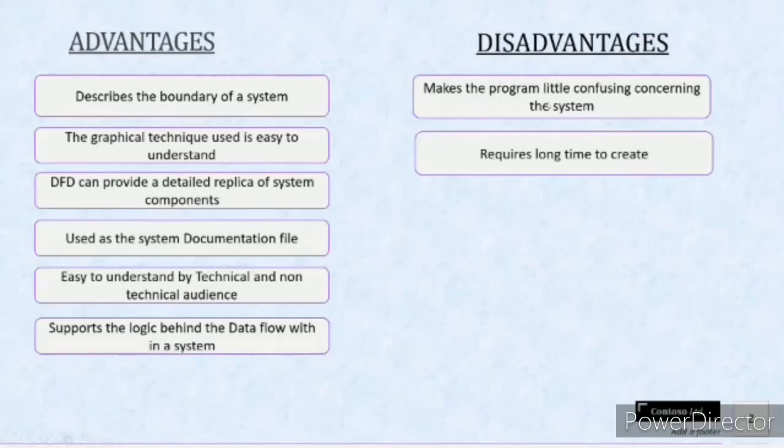First point is that it makes the program a little bit confusing concerning the system, which means that it is comparatively more confusing than programs like DSS, TPS, EIS and all. The second point is that it takes comparatively long time to create the DFD diagram, so it's a time consuming process. Now let's move on to the symbols used in DFD.